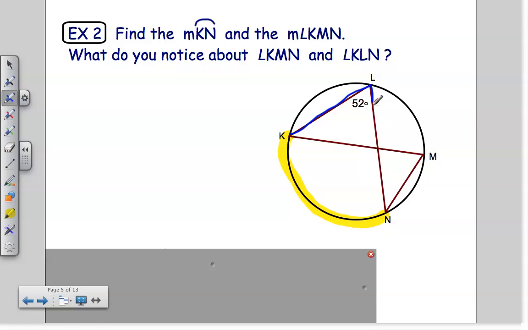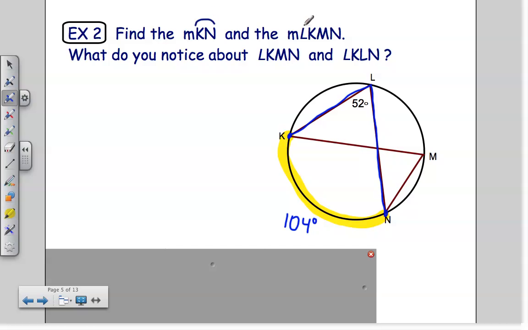Now 52 degrees was an inscribed angle because L, the vertex, is on the circle. And if that's an inscribed angle and its endpoints are K and N, which is the arc I'm looking for, I know that for an inscribed angle, I would have to double it to find the measure of arc KN. So 52 times 2 would be 104 degrees for arc KN.